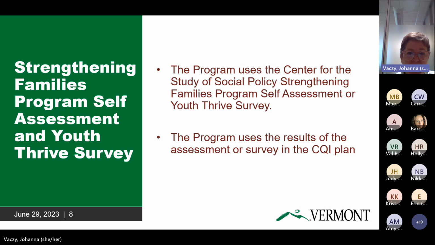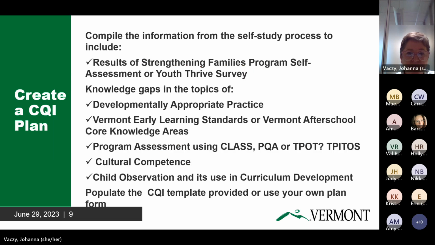Okay. I'm going to move to the next slide. So after determining knowledge gaps and reviewing the information that the program receives through doing the Strengthening Families program self-assessment or Youth Thrive survey, the program can assess whether or not they've met the standards of STARS level 2. If the standards are not met, a CQI plan to address the gaps will be created. If the standards are met, the program can use the evidence collected as part of the self-study to demonstrate they meet STARS level 2 and can move on to a higher STARS level.